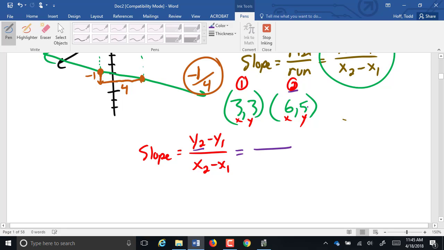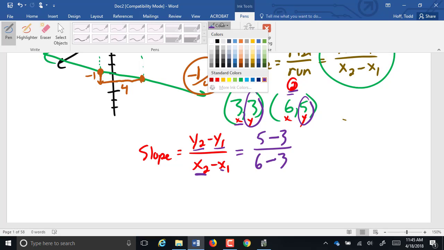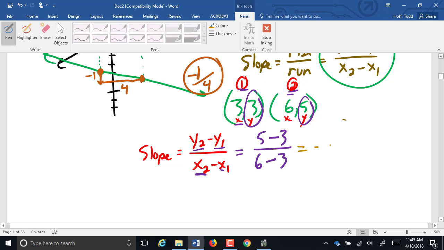Y2 is point 2's y coordinate, that's 5, minus y1, point 1's y coordinate, which is 3. X2 is point 2's x coordinate, which is 6, minus x1, point 1's x coordinate, which is 3. So 5 minus 3 is 2, 6 minus 3 is 3. We get 2/3, which is what we had before.